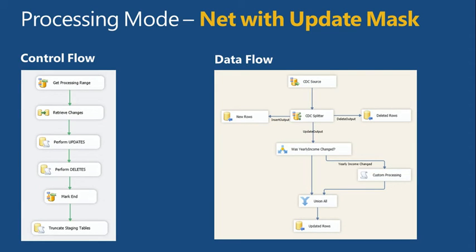It doesn't need to be this complex, but basically what I was doing here is I was including a conditional split that's checking, was this column changed? And if it was, I'm going to do some specific logic for it. Okay. Otherwise, it looks a lot like the net processing.